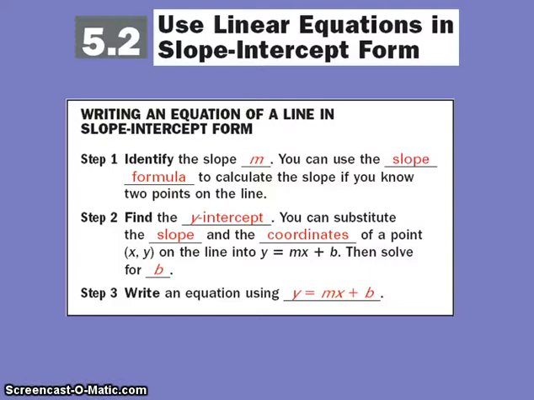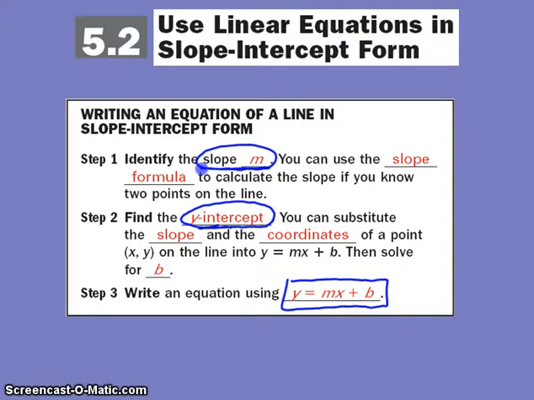This is 5.2, using linear equations in slope-intercept form. Before, we were just given the information of slope and y-intercept, and we used that slope to plug it into the equation. Now, this time, we're going to have to use that slope and the other information given to find our y-intercept value, to find our b. Once we have both of those values, then we can plug them into y equals mx plus b.